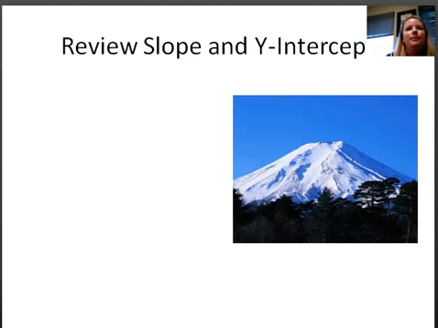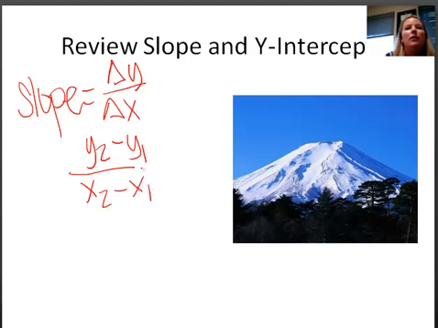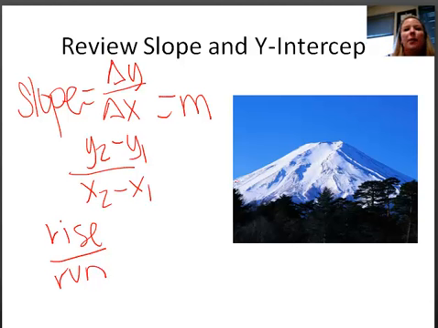When we're talking about slope, I have to get my pen turned on. Our slope is our rise over run. Remember, slope is equal to the change in y over the change in x, meaning y2 minus y1 over x2 minus x1. We also say that m is slope, and that it's rise over run. If I'm climbing a mountain, the slope of the mountain is this right here. That's my slope.